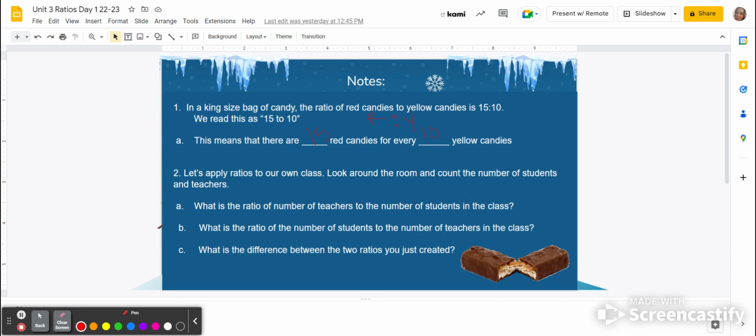So what is the difference between the ratios you just created? Well, if we look at this, and I'm just going to give examples. The number of teachers would be 2 to 15. The number of students would be 15 to 2. Now, if I switch those around, they no longer mean the same thing. Now I'm saying I have 2 teachers or 2 students to 15 teachers or 15 students. Those don't mean the same thing.